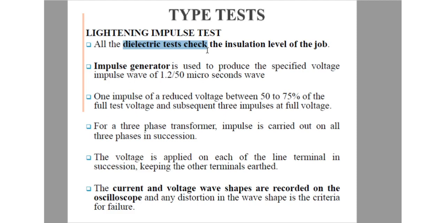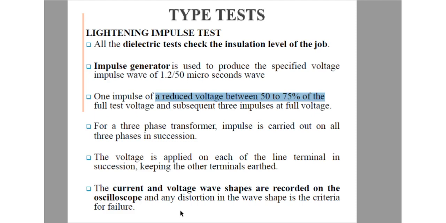Now the important point is the impulse generator. It is used to produce the specified voltage impulse wave of 1.2 by 50 microseconds wave. One impulse of reduced voltage between 50 to 75% of the full test voltage and subsequent 3 impulses at full voltage are to be applied.